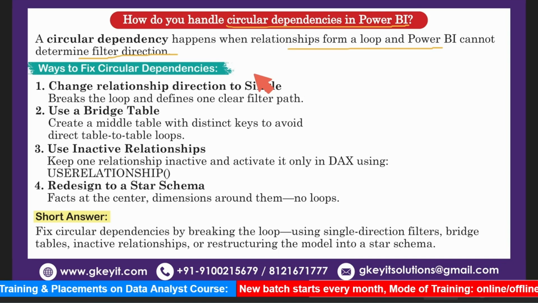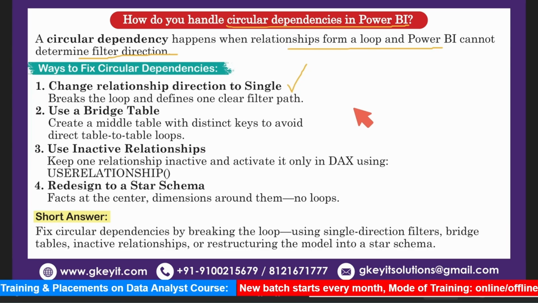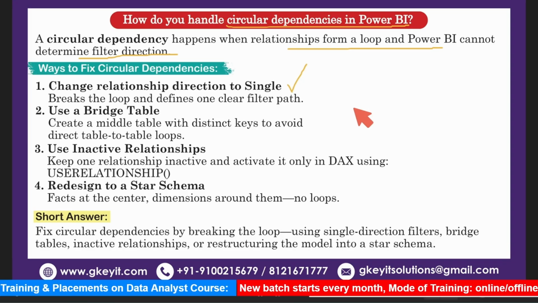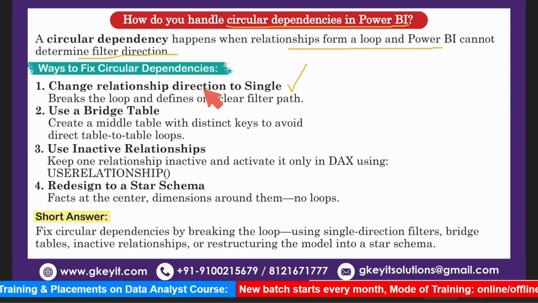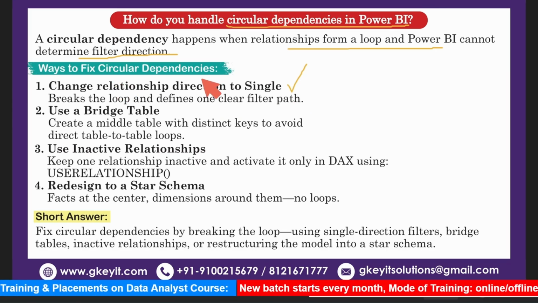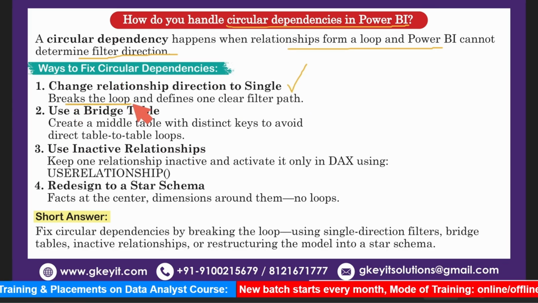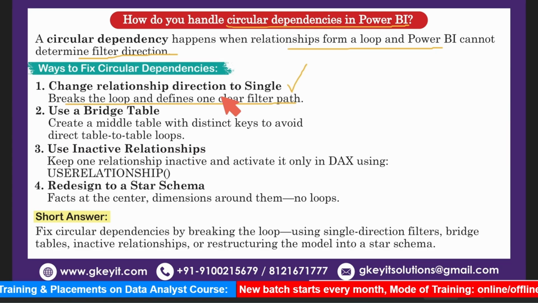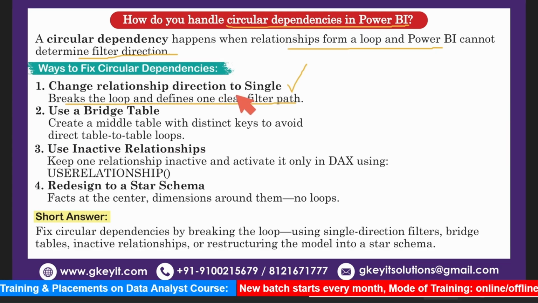There are different ways to fix circular dependencies. First way is to change the relationship direction to single. There are some situations where the filter can be in both directions, but if you fix that in a single direction, we can fix the circular dependency. It breaks the loop and defines one clear filter path. We have a dedicated training session for this on our YouTube channel. You can go for that.